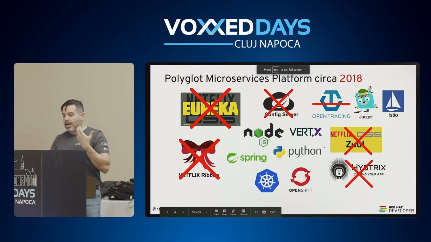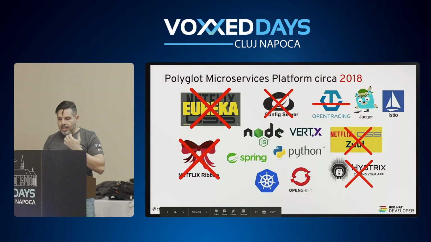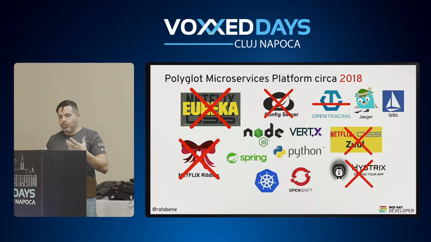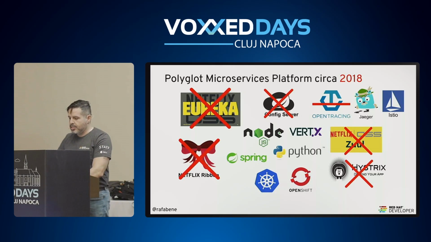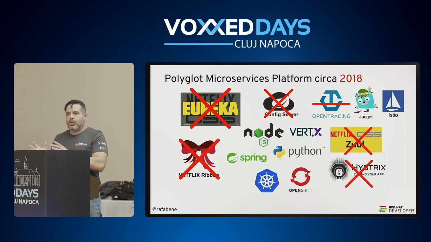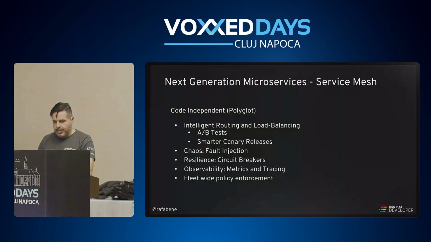And so with Istio, you don't need to use Netflix OSS. So you don't need to use Eureka, you don't need to use Ribbon, you don't need to use config server, you don't need to use Zuul, Hystrix, and it also provides you with open tracing. So it's not only about Java anymore. You have a polyglot microservice platform with Istio. We can write using Node, Spring, Python, and then you will have all those functionalities.